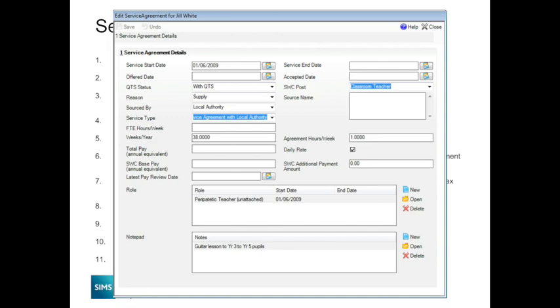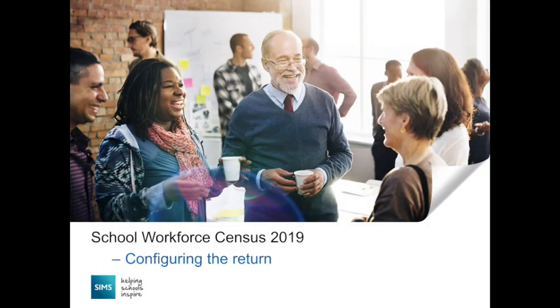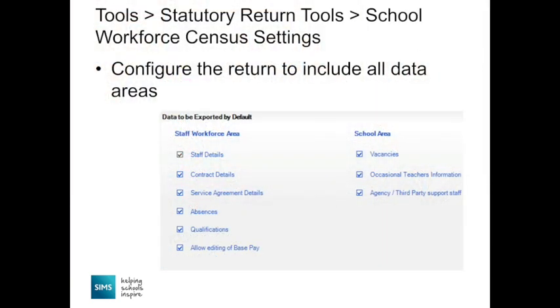Right. Okay, so once you've got all that information up to date, your contracts, your service terms, your pay levels, your awards, the absence information, all that personal data is all in the system, you're then in the position to start to run the return. First thing we do is to configure the return, and that's in Tools, Statutory Return Tools, School Workforce Census Settings. Right, in this area you'll configure, as you're doing a full return, the return to produce all of the information. So it's going to look at the staff details, contract details, service agreement and so on, the lot. Everything needs ticking for those completing a full return.